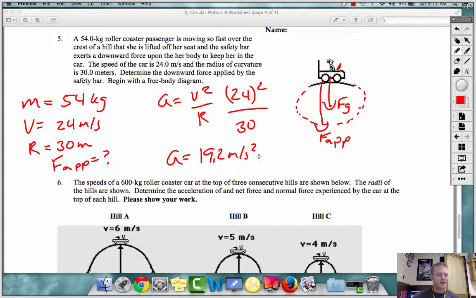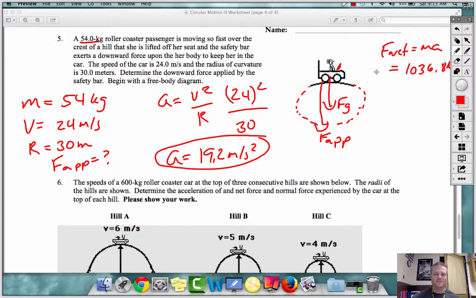Okay. Well, now I think I should figure out the net force acting upon this car. Now remember, F net is ma. So if I take the mass of this car, which is 54 kilograms, and the acceleration, which is 19.2 meters per second squared, I get an F net of 1,036.8 newtons. Okay, so all I do is I multiply the mass of the car times the acceleration that we just solved for, which is right here. So these two forces, the force of gravity and F applied, must add up to 1,036.8 newtons because they're both pointing in the same direction, right? So they're on the same team, if you will. They're going to both help make this car come back down towards the center of the circle.